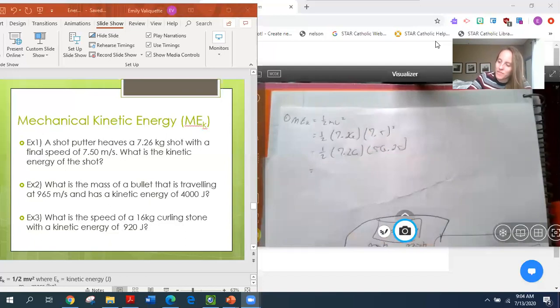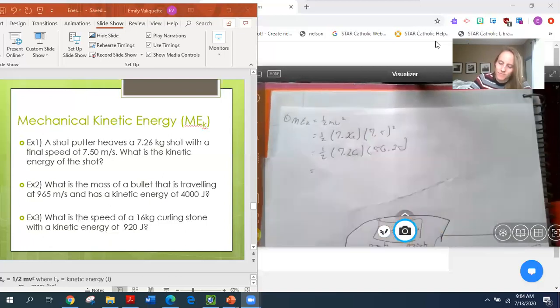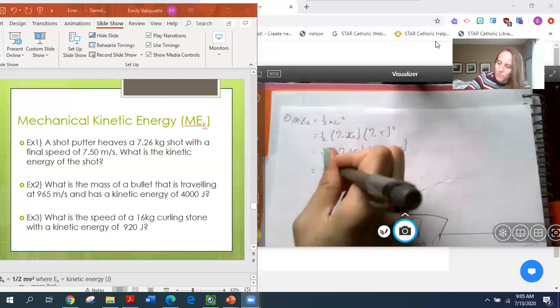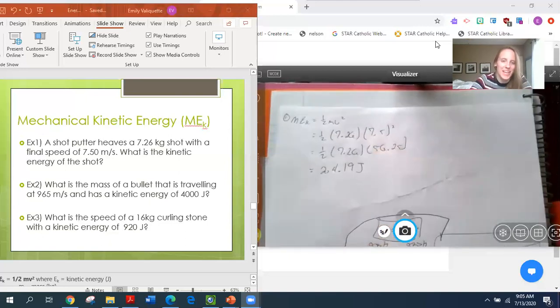So 56.25 times the 7.26 times 0.5 gives me 204.19 joules, would be my final answer. Okay, try to figure out the next two on your own. So pause here for a moment and then come back to the answer.